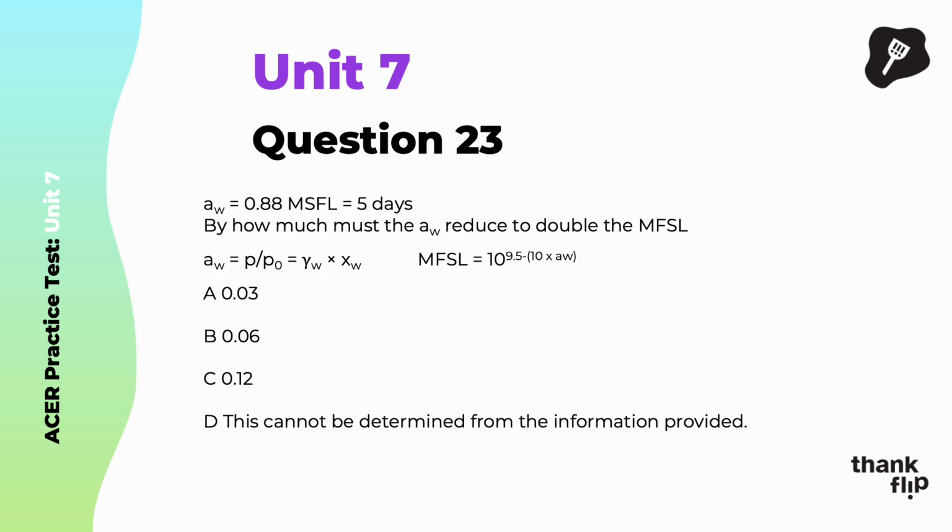In this question, we're given the AW value and we're given the MSFL value, and we're being asked by how much must the AW be reduced in order to double the MFSL. So again, because we're using AW and MFSL, we're going to be using this equation here.